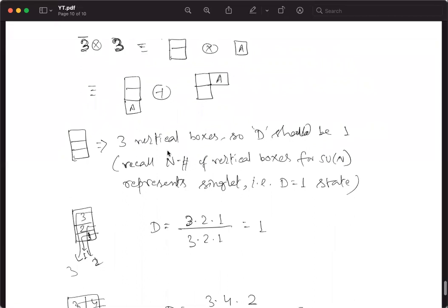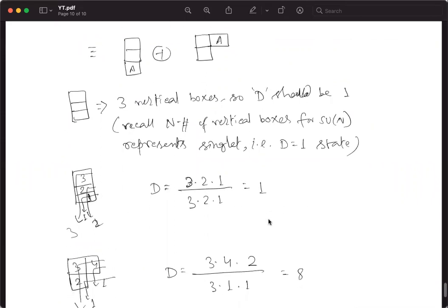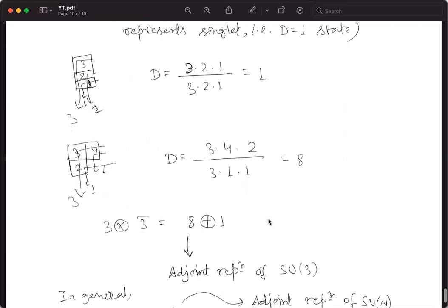Now these are three vertical boxes. Of course this will be 1, or you can explicitly cross-check this to be 1, but I am not going to detail this, you can verify it. Okay, and then we can calculate this part, where these two boxes are symmetric among themselves and this box is antisymmetric among themselves. So a mixed symmetric and antisymmetric property is there.